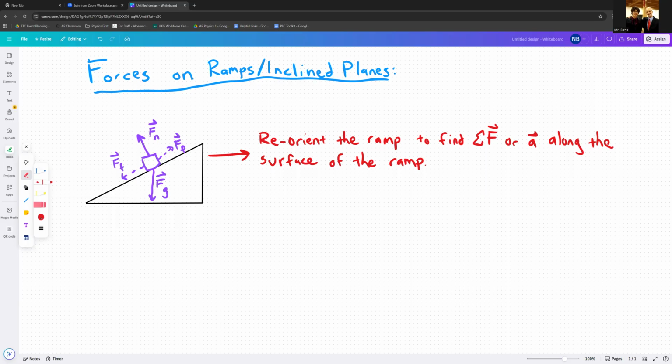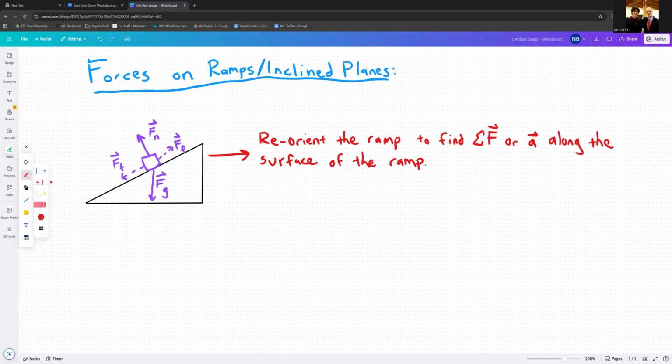So is it sliding down the ramp at 4 meters per second? Is it accelerating at -3 meters per second squared as it slides up the ramp? All of those vectors, velocity or acceleration or force, we want to be looking along the surface of the ramp.